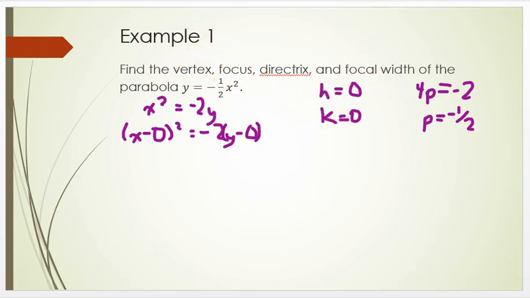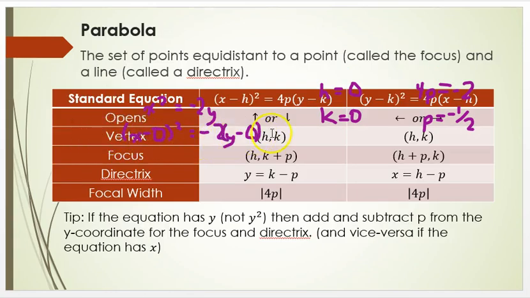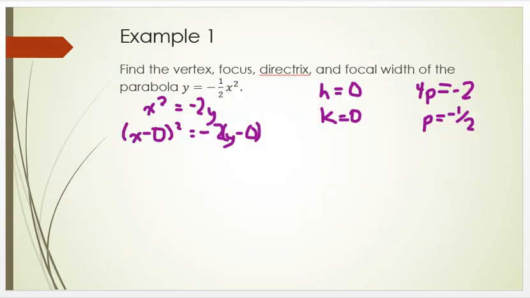So the first thing they ask us for is the vertex. Just to show you again, our vertex is h comma k. So in the example, I can say the vertex: h is 0, k is 0, so (0, 0).